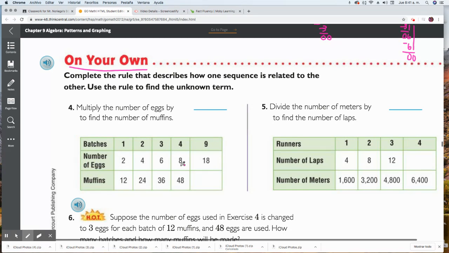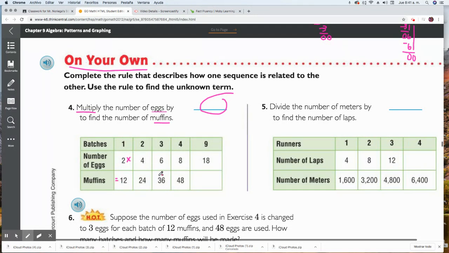Anyway, number 4, complete the rule that describes how one sequence is related to the other. Use the rule to find the unknown term. So the rule says to multiply the number of eggs times a number to find the number of muffins. So what number times 2 equals 12?